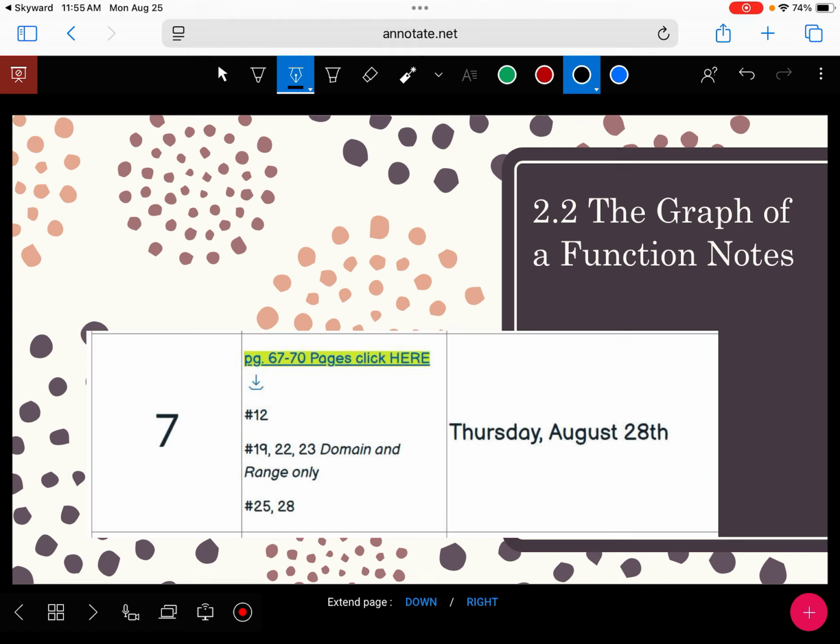Homework 7 is out of the book. Again, that information can also be found on Canvas. Any questions? And you don't need to copy this down because, again, this is on Canvas. I just did a copy and paste, or a snip, I should say.